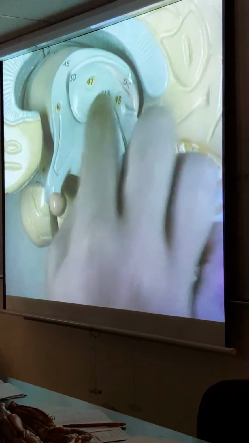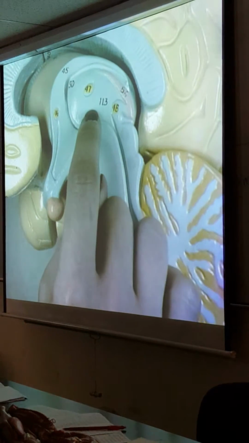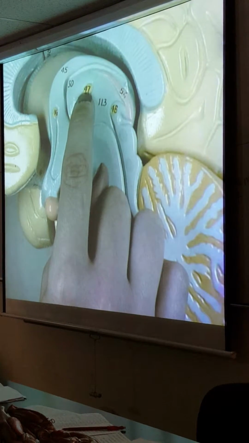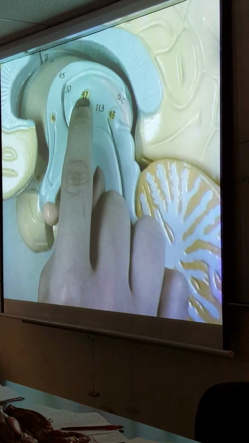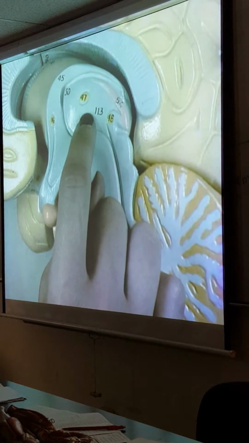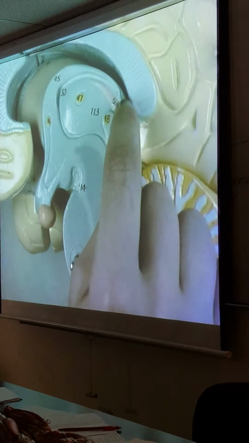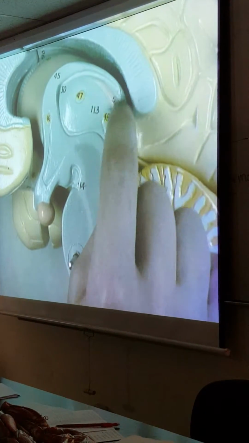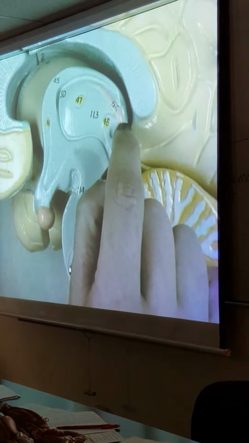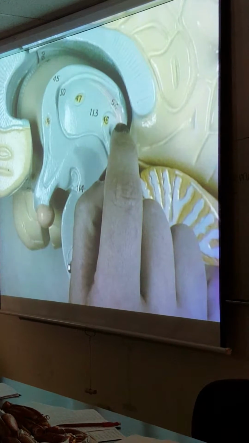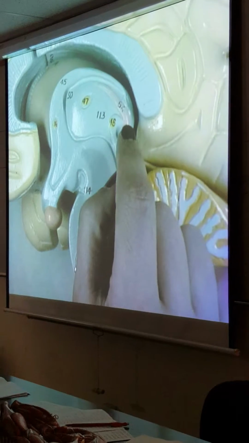Here we have the thalamus, who's in charge of sorting information. This number 47 here is the interthalamic adhesion or intermediate mass. It connects one half of the thalamus to the other. And then this area here is the epithalamus. Specifically, the very end of this pink part here is known as the pineal gland, and it secretes melatonin to help you sleep.